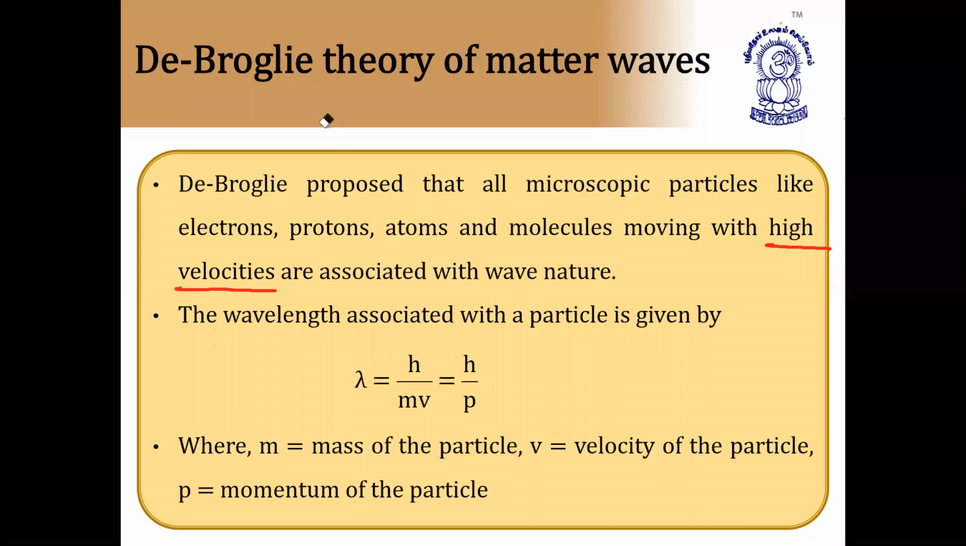And he proposed that it is wave nature, and the wavelength associated with the particle is given by lambda is equal to h by mv, that is, lambda is equal to h by p, where p is called momentum. Momentum is mass into velocity, as we already know. This is called the de Broglie wave equation: lambda is equal to h by mv, or lambda is equal to h by p. Next.